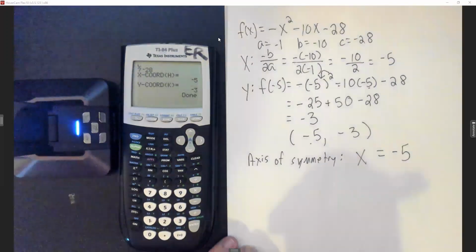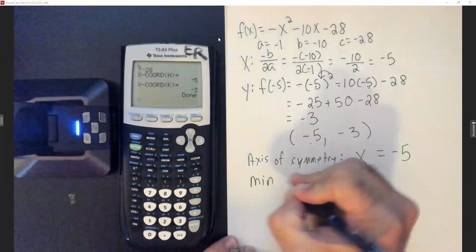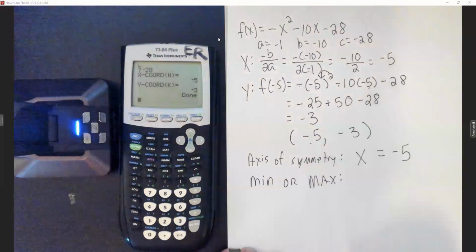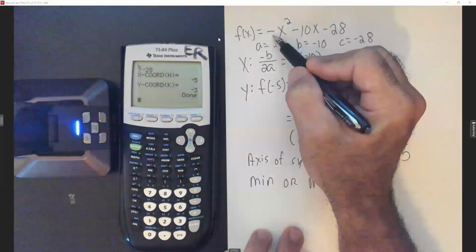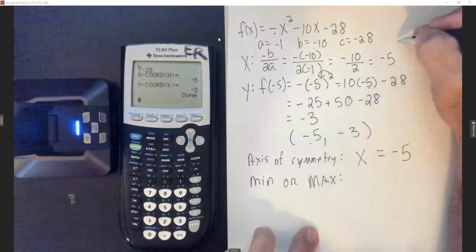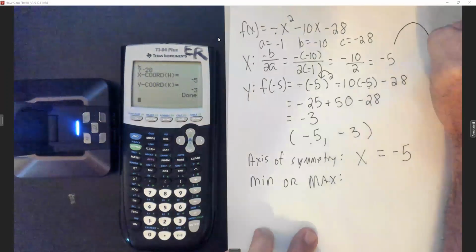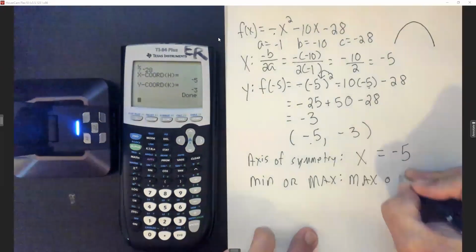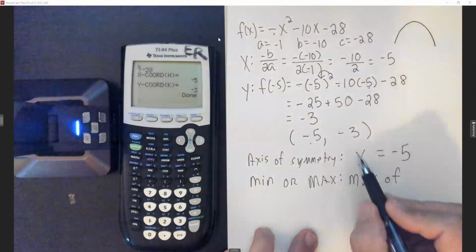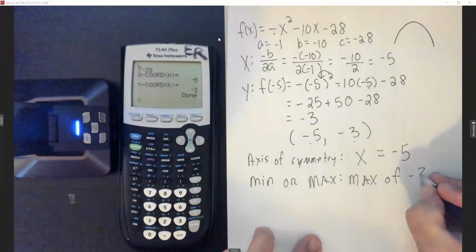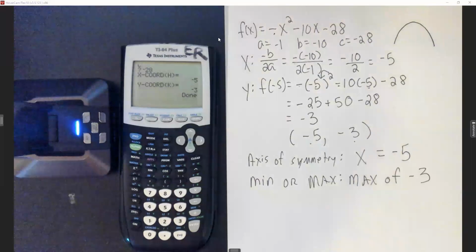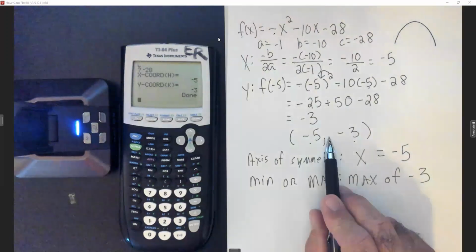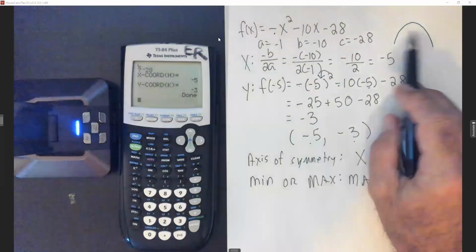Oh, and then what else? I've got to find a minimum or a maximum. So this one has a negative x squared. If you graph that, a negative x squared, the parabola will be upside down, which means we have a max, and the max value is going to be the y value, which is a negative 3. And then graphing it, I would graph that point there, and then probably hit it with the quad to get me 2 x-intercepts, okay?